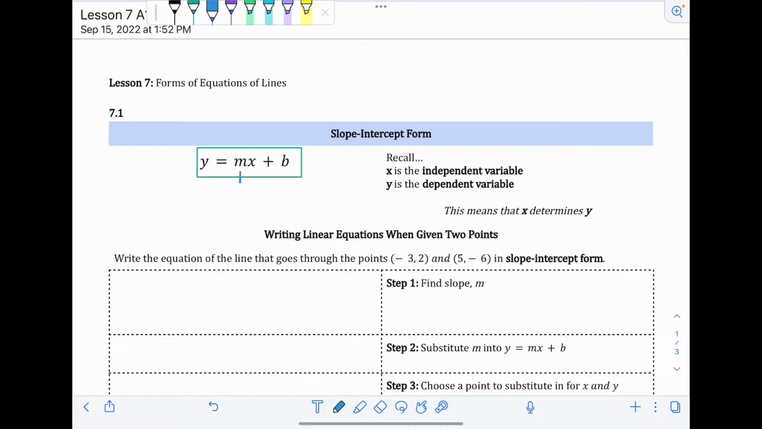So m is our slope. Another phrase I want you to start associating with slope is rate of change. So I'm going to go over an example of each one. Rate of change kind of describes what slope is a little bit better.